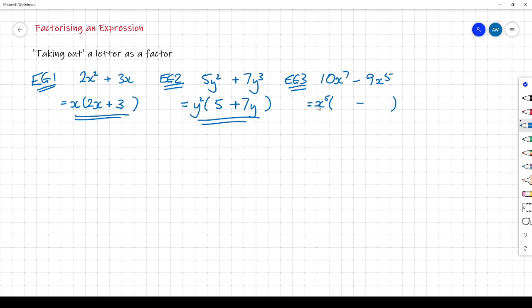What goes here? X to the power 5 times what? Well, the 10 is going to be there to give me that 10. And then x squared is going to have to be there to give me the x to the 7. X to the power 5 times x squared is x to the power 7, and there's the 10 there. Okay, so x to the power 5 times 10x squared is 10x to the 7. That looks okay. The 9 is going to stay there because there were no numbers taken out. And x to the power 5, oh, we took all of that out, so we just write 9. X to the power 5 times 9 is 9x to the power 5. So that's now factorised. Okay, moving over here, example 4.